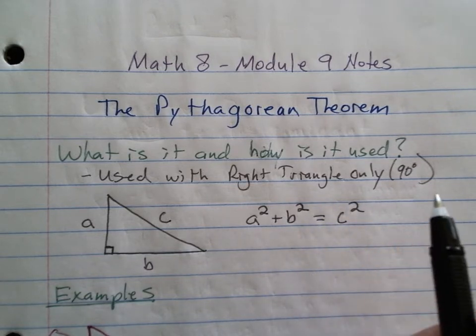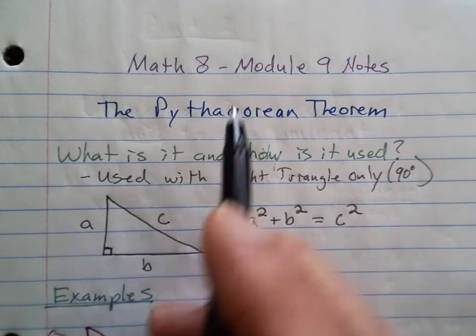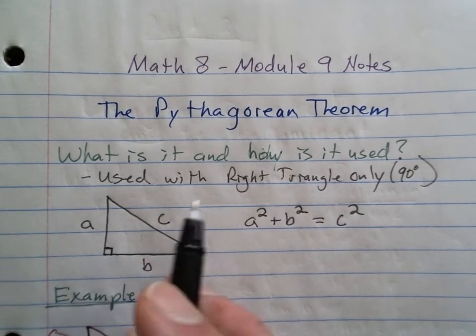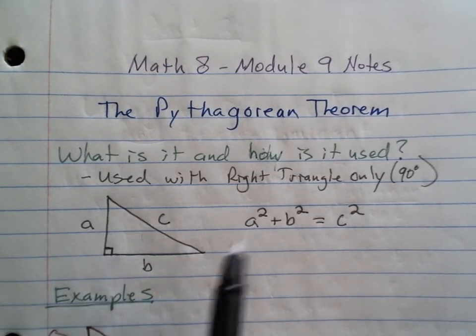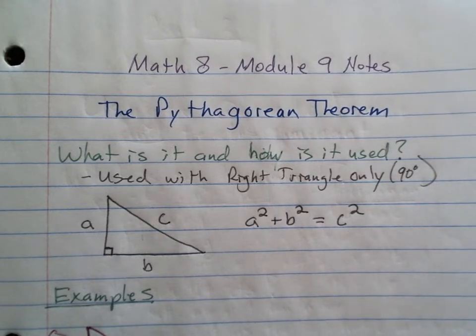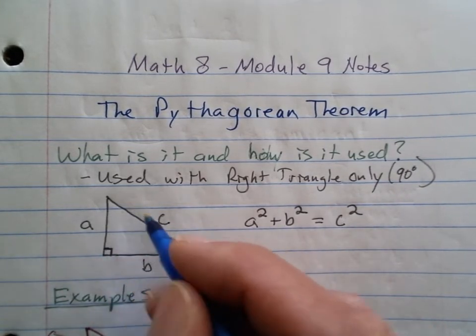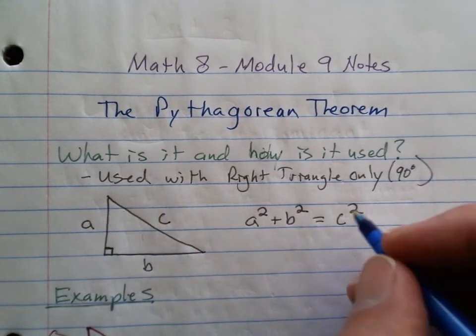It's always true. So A is one side. It's connected to the right angle. B is the other side that's connected to the right angle. And C always has to be the hypotenuse, okay? And that's this side here. That's the side opposite the 90-degree angle. It's the longest side of a right triangle, okay?